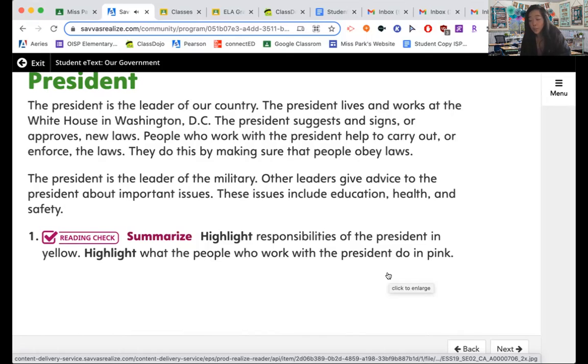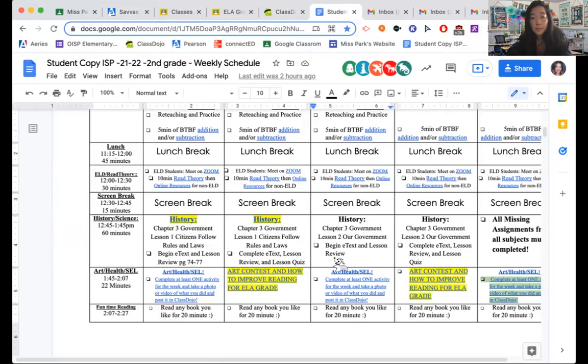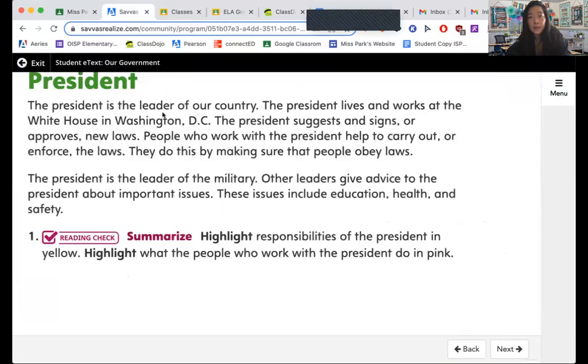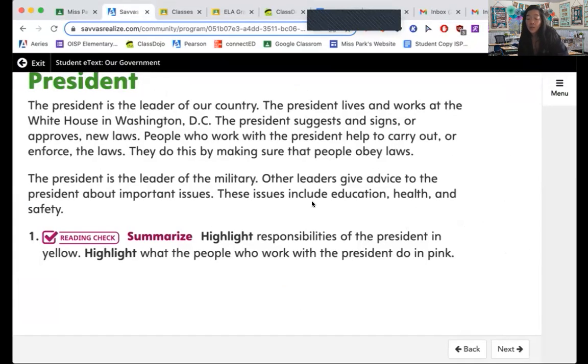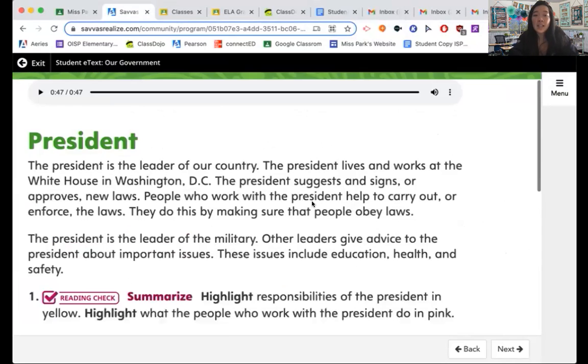So if you're doing this in your book, you're going to be on page 81. Let me also write down the pages we're in. So we're on pages 80 to 85 today. Now, if you're in your book, it's going to say underline responsibilities of the president. So we're going to highlight that in yellow for us.